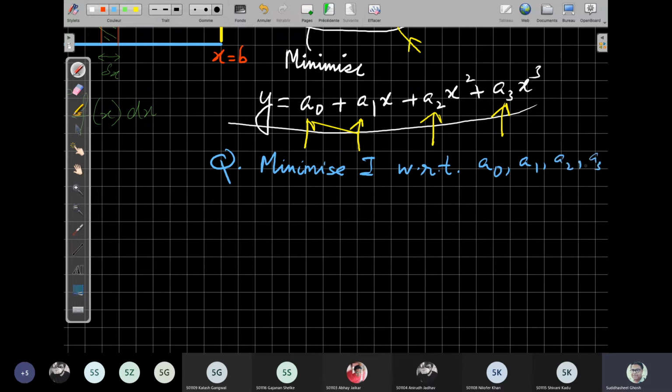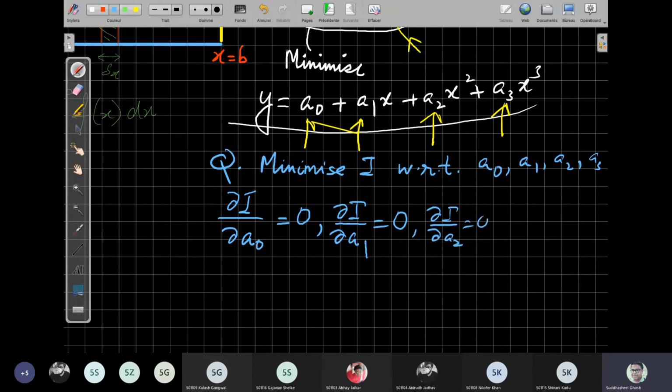इसके हिसाब से मुझे minimize करना है। If I have to do that, then what do I have to do? I have to say partial of I divided by partial of a0, and I will have to equal it to 0. Also, partial of I with respect to a1, I have to equal to 0. Partial of I with respect to a2, I have to equal it to 0.